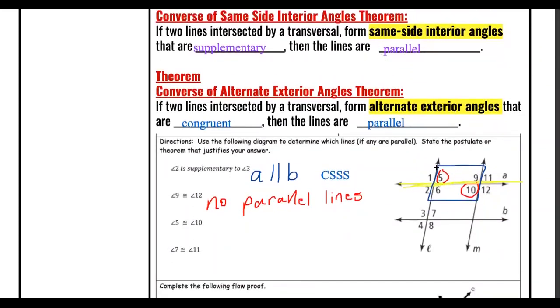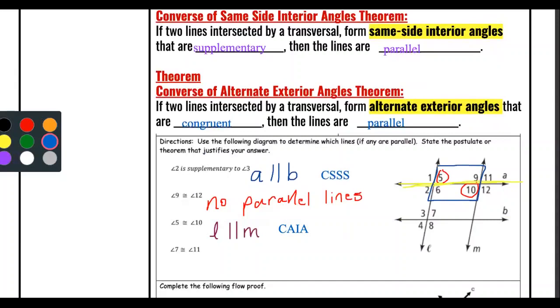So what lines are parallel? These two. That's going to be line L and line M. L is parallel to M, and that's by the converse of the alternate interior angles theorem. Again, I'm just abbreviating. Last one, we have angle 7 is congruent to angle 11.